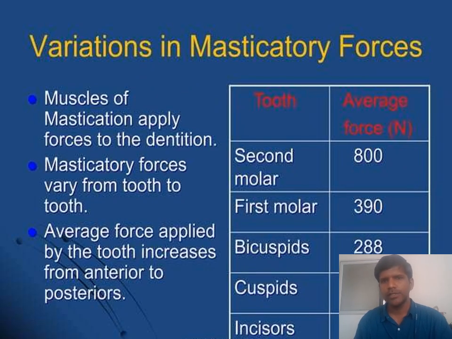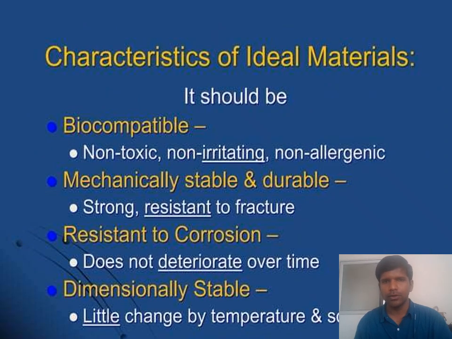Coming to variation in masticatory forces, muscles of mastication apply forces to the dentition. The masticatory forces vary from tooth to tooth. Average force applied by the teeth increases from anterior to posterior. So in the second molar, it gives an average force of 800 Newton. If it is the first molar, it gives an average force of 390 Newton. If it is a bicuspid, it may give an average force of 288 Newton.